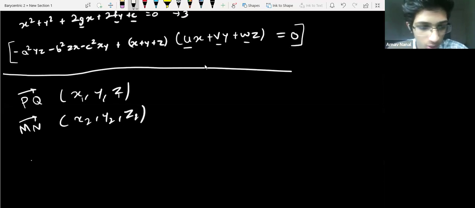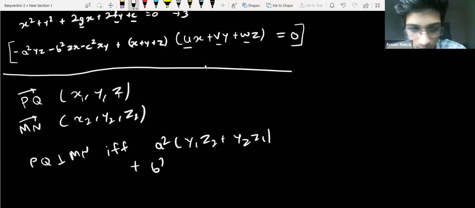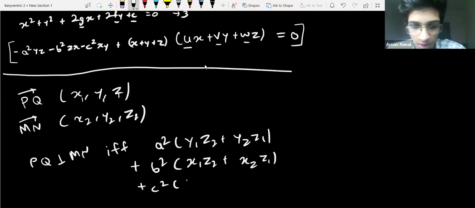Then PQ is perpendicular to MN if and only if a square into (y1 z2 plus y2 z1) plus b square into (x1 z2 plus x2 z1) plus c square into (x1 y2 plus x2 y1) is equal to 0.